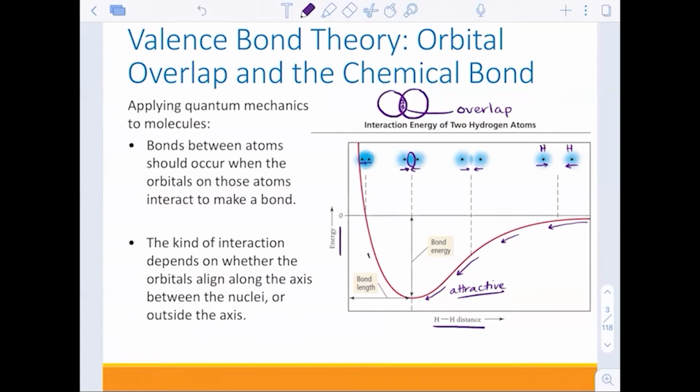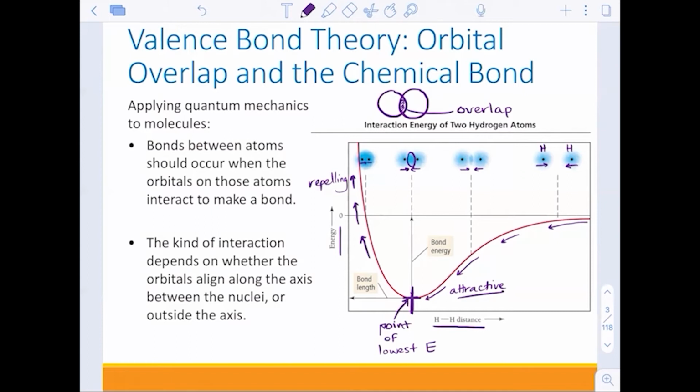Get too close, and what happens? Repulsion takes over. Electrons start to repel the other electrons. The two nuclei start to repel each other as well. There's what we call the perfect sweet spot right here, the point of lowest energy, where that point occurs corresponds to the actual bond energy and the bond length.